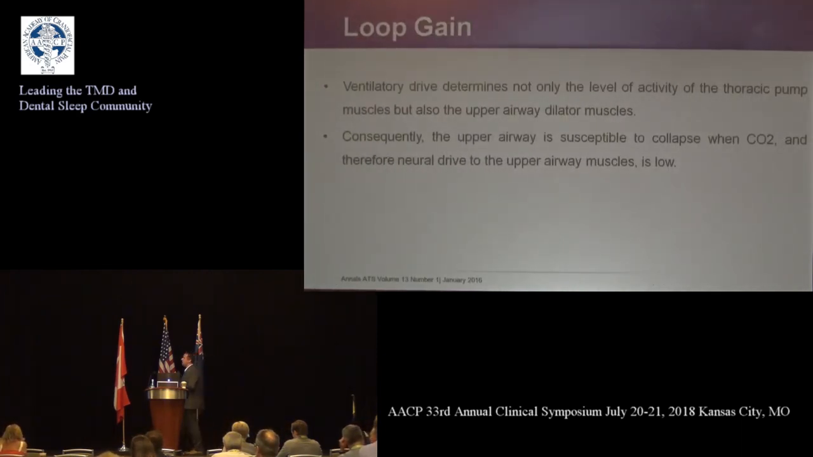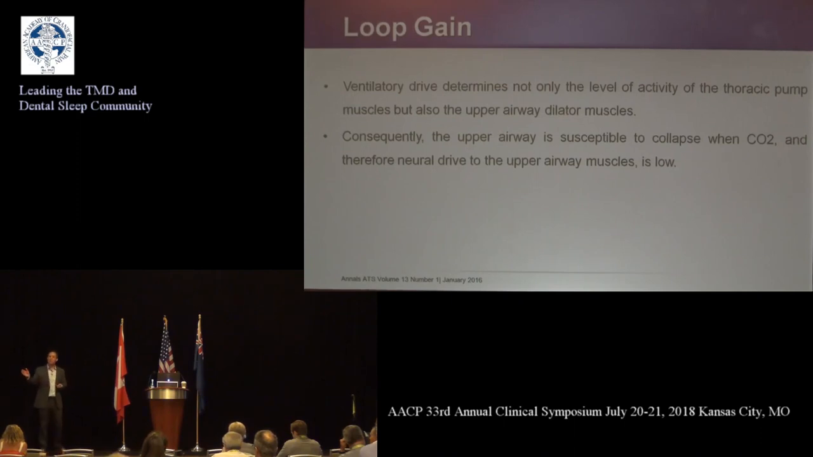Ventilatory drive determines not only the activity of the thoracic pump muscles, but also the upper airway dilator muscles. We spoke about how we need these muscles in the throat working harder. You don't want these muscles being lazy. If they're lazy, the airway collapses. But how do you get them to work harder? You need to have normal CO2.